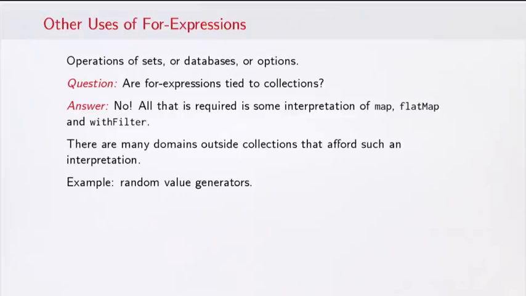So far we have seen for expressions operating on lists, on sets. In the previous course we have also seen them on databases and options. All these things are collections of data items in some sense. So the question is, are for expressions good only for collections? And interestingly, the answer is no. All that's required is some interpretation of the map, flat map, and with filter functions that make sense for the type in question. There are many domains outside collections that have such an interpretation, and an example that we are going to see now are random value generators.